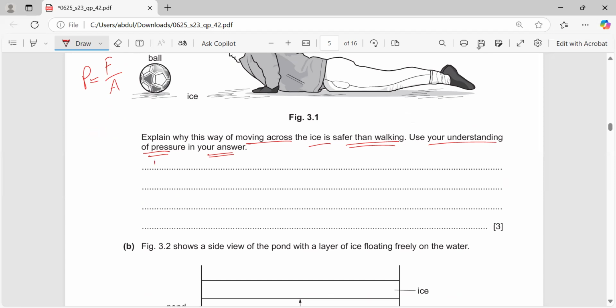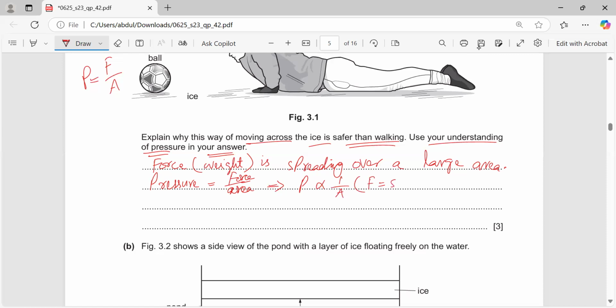So force, weight, is spreading over a large area, and then you can also say pressure is equal to force per unit area, and this implies that pressure is inversely proportional to area when the force is kept what? Constant.